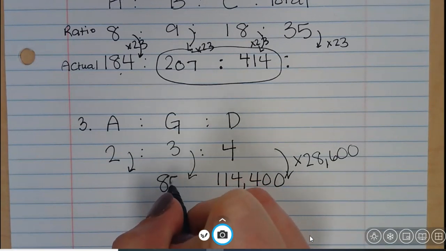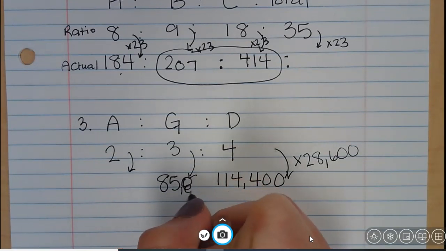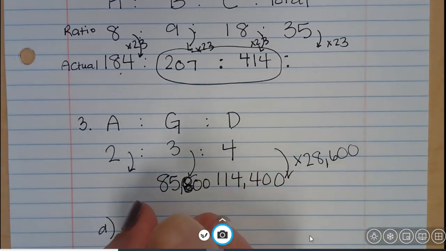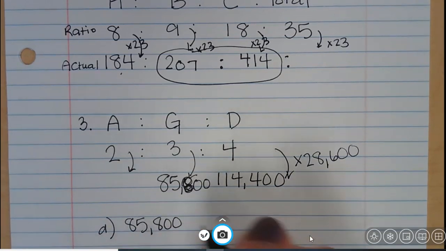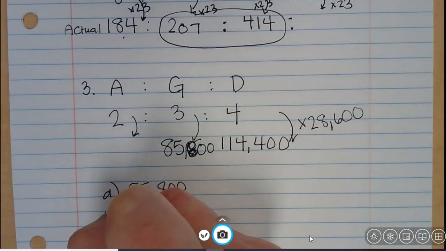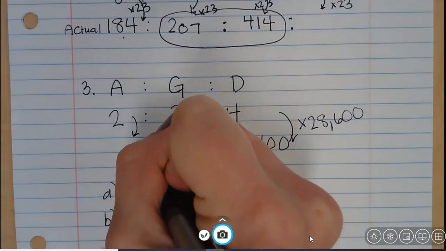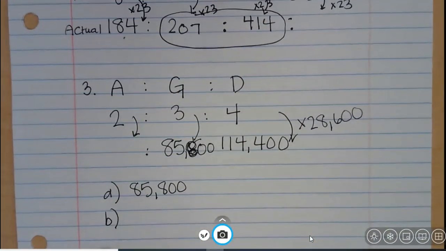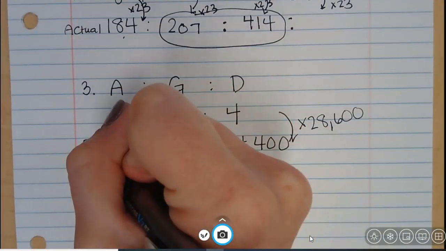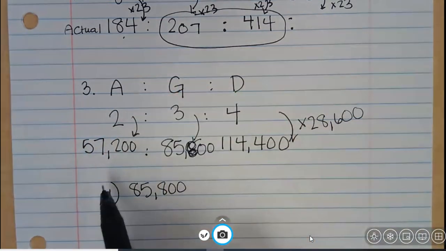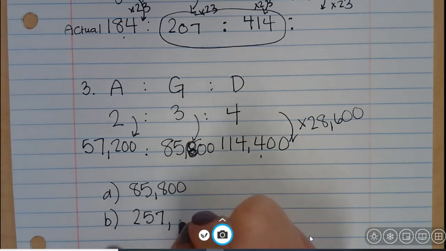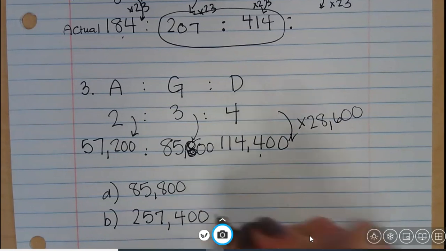So you'd find out that Gil scores 85,800 points, which is the answer for A. And then B was how many points do they score in all? So I have to find out Alan's amount first, and then add these 3 amounts to get 257,400 points.